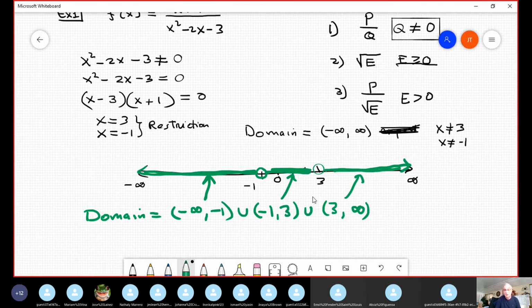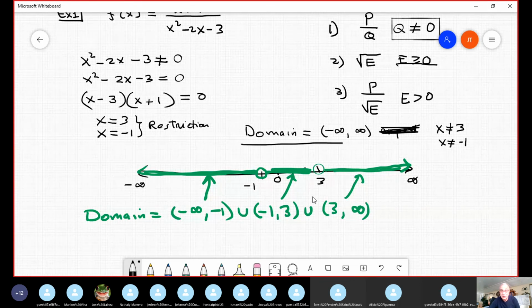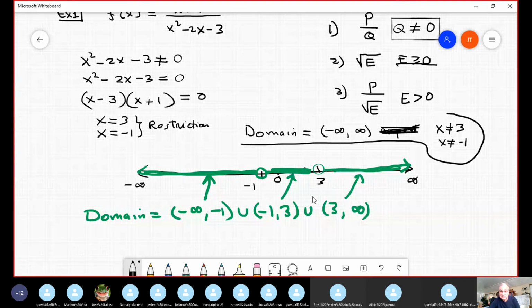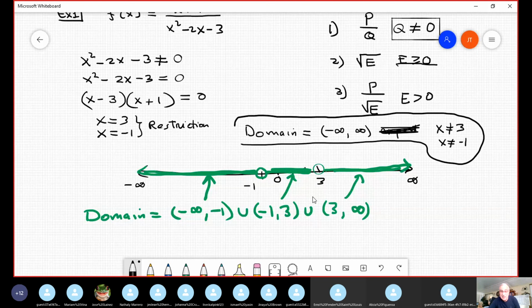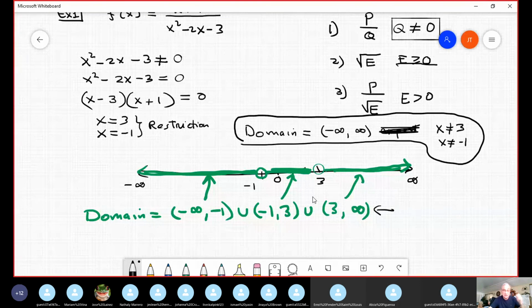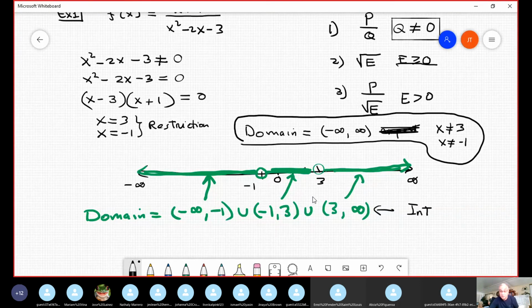Okay, guys. Actually, the answer written in English is correct. However, in the test, I like this way, because I specify that I need the answer in interval notation. This is interval notation.